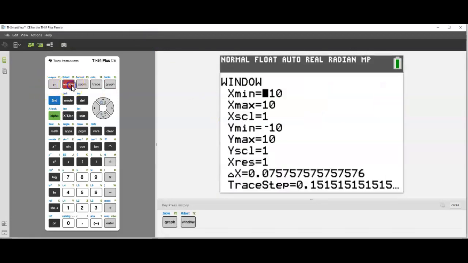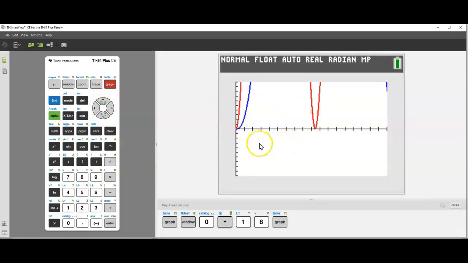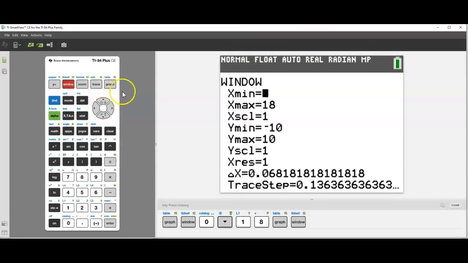So let's go to our window here, and we're going to set our minimum x value at 0, and we're going to set our maximum x value at 18. I'll graph it again here. But as you guys can see, we don't need to see anything down here. But I do need to see a little bit more about what's going on up here. So I need to see a higher y value, but I don't need to see any negative y values. So now I'm going to go back to my window, and I'm going to go down to the y's. I don't need to see anything less than 0 for the y values.